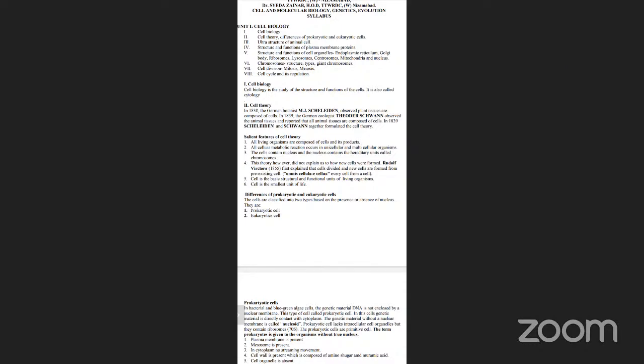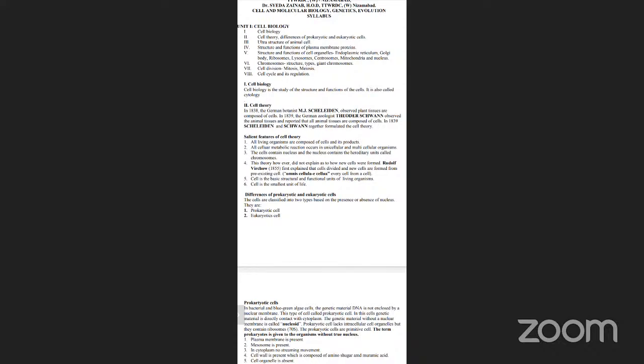What are the features of the cell theory? All living organisms are composed of cells and their products. Any living organism or living thing is composed of cells only, or cellular products. All cellular metabolic reactions occur in cells, either in unicellular organisms or multicellular organisms.